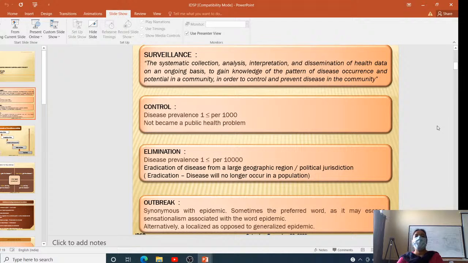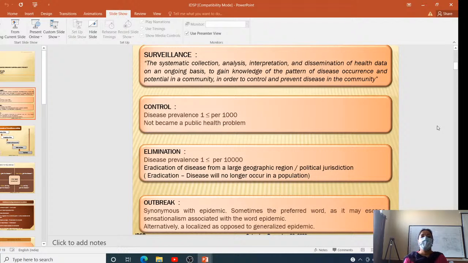Okay, so why do we do surveillance? Because there are so many diseases which are described or amenable for control. Some are amenable for elimination, eradication. And then to study the outbreaks of other diseases which are happening from time to time. So what is this control? The definition of control is when the disease prevalence is less than or equal to 1 per thousand population. Then we say that this disease has ceased to become a public health problem.